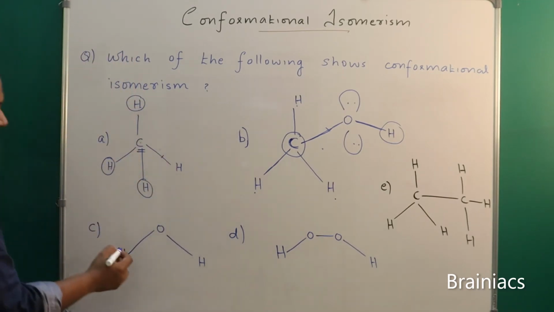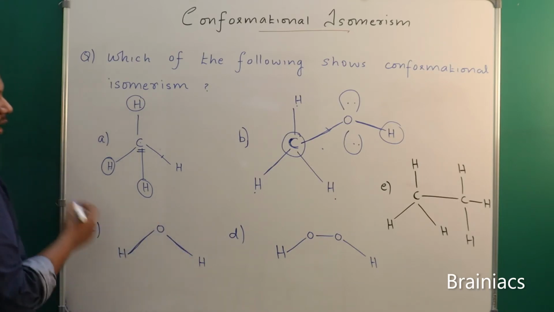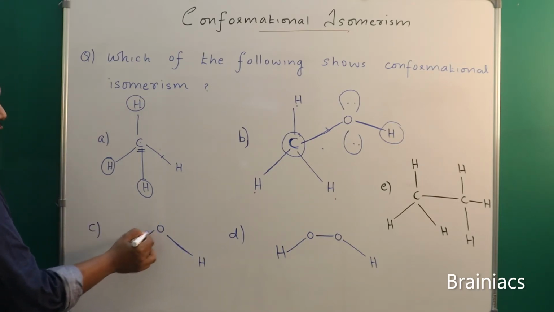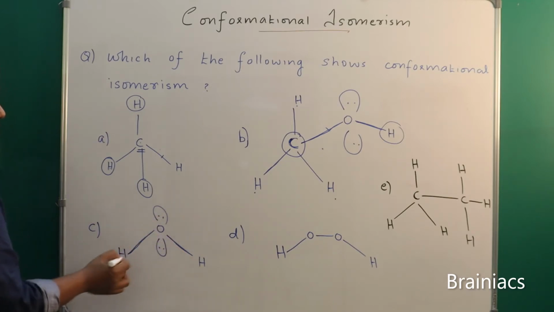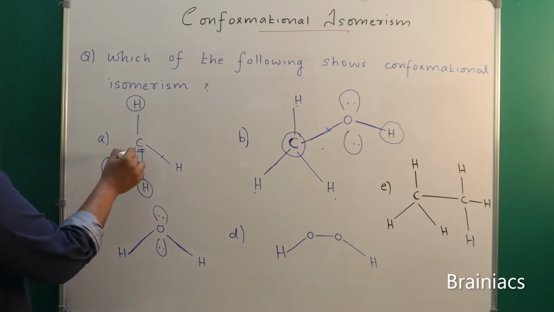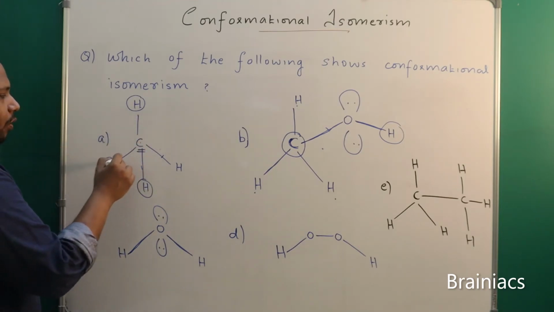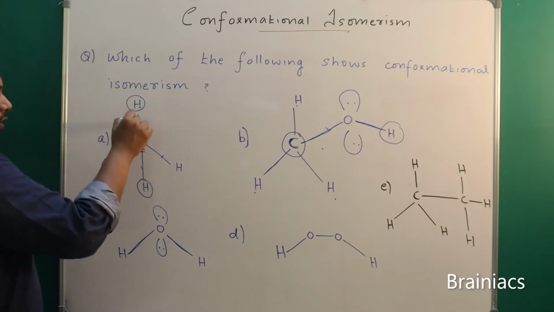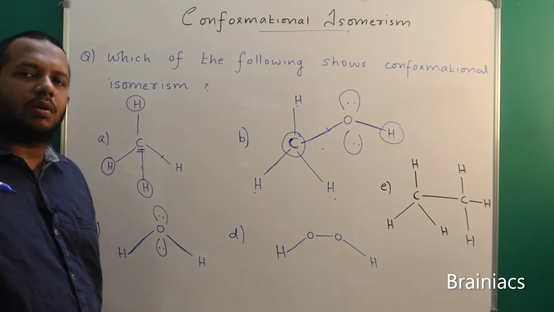You can use the same shortcut technique. You can see only 2 continuous bonds are there. And if I am taking this as the rotation, then this one only has 2 lone pairs and hydrogen. This one does not have anything. If you look at the first option also, you can see 1, 2, only 2 continuous bonds. Here also 1, 2, 1, 2, 1, 2. Only 2 continuous bonds are possible.